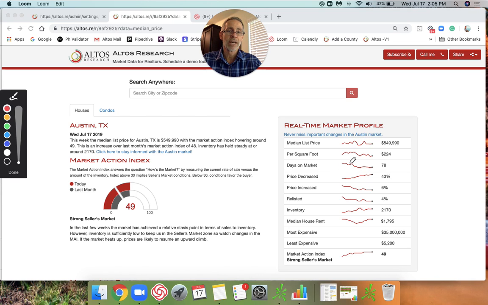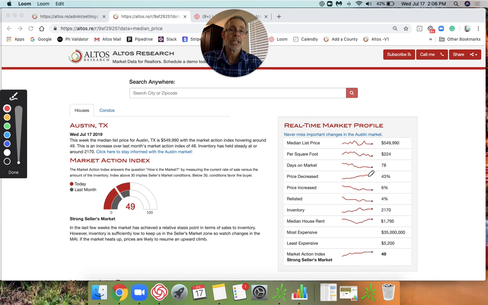We can see that inventory has been slightly moving up. We did see the days on market had begun to drop, and it kind of leveled off at about 6 weeks ago. So good information, very quick for people to look at and consume. You don't need to have a college degree. It's very, very quick for people to look at and draw certain conclusions.